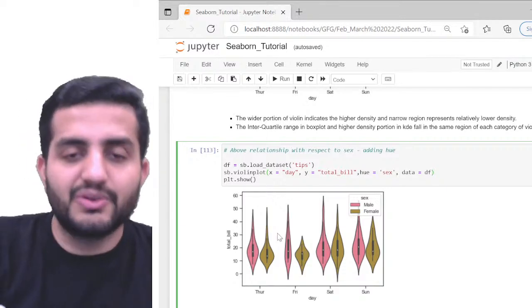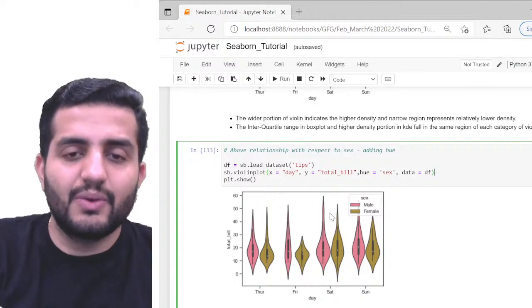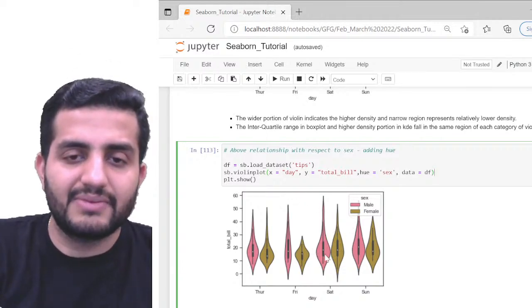Cool. And also we observed that on Saturdays we have almost equal payments happening, and also the bulge is somewhere between 10 to 25.